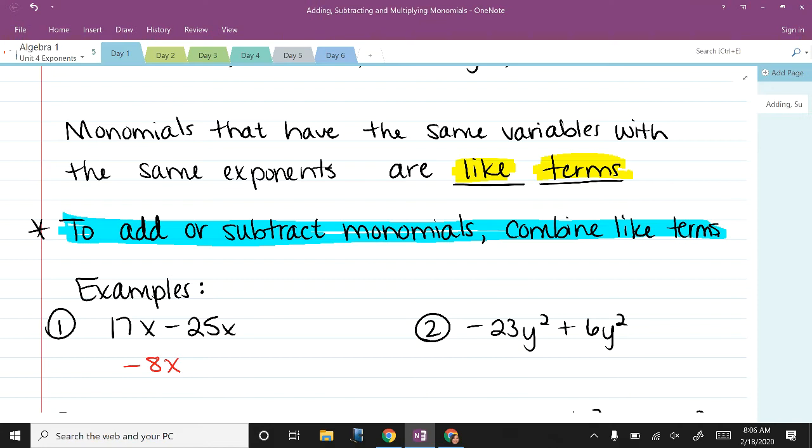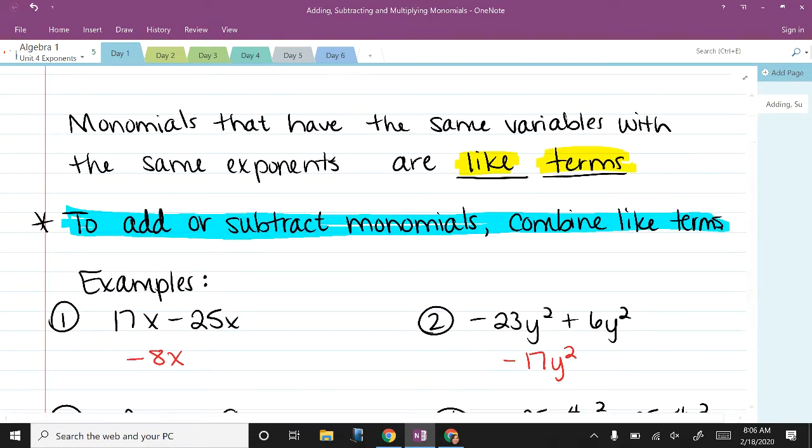We good? Number 2 says negative 23y squared plus 6y squared. Are those like terms? Yes, they both have a y squared. So then you just add or subtract their coefficients. So what's negative 23 plus 6? So the final solution is negative 17y squared. You keep the exact same variable when you're adding and subtracting.